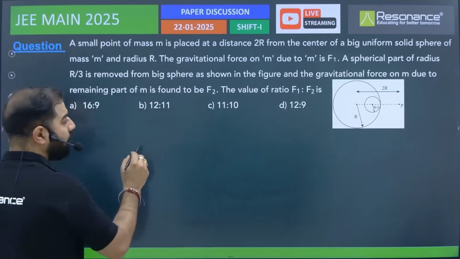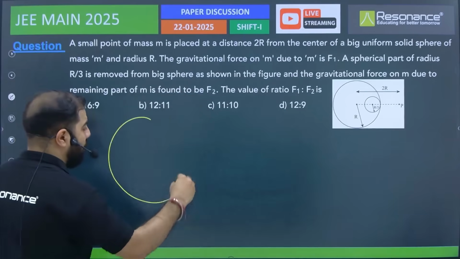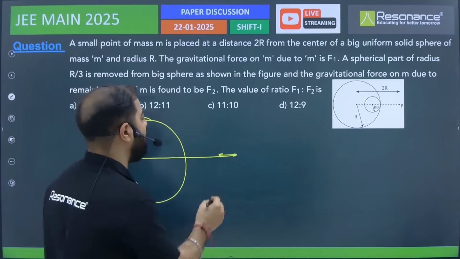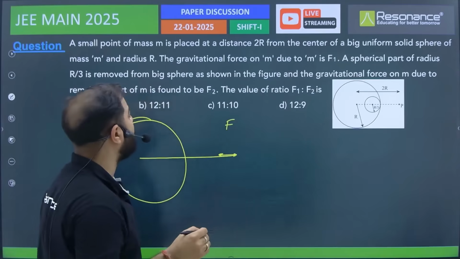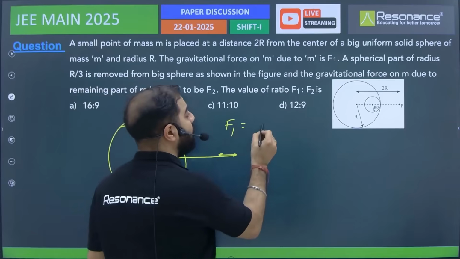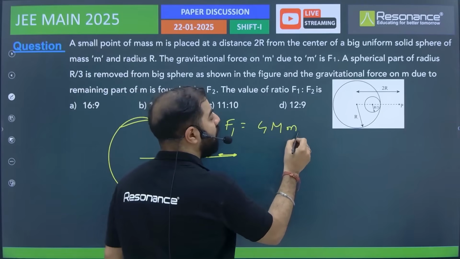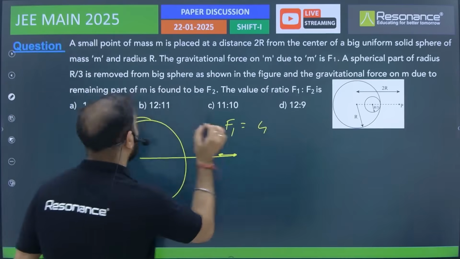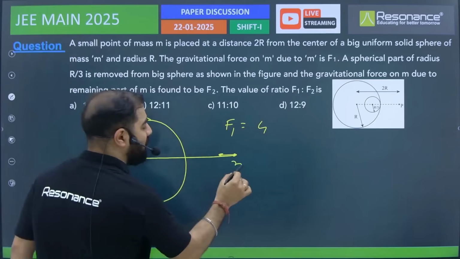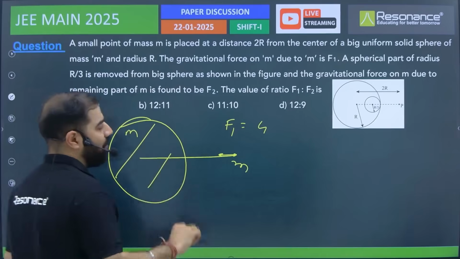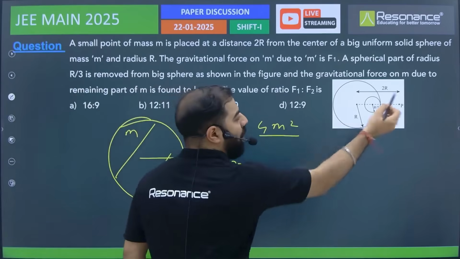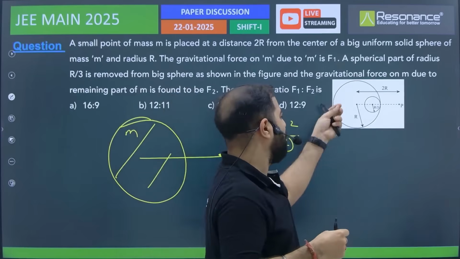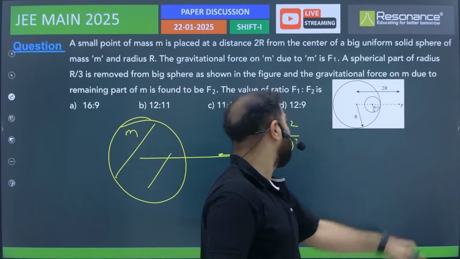So if it's a complete sphere without a cavity, what is the value of force here? F1 is G, M, some M, small m they have given, let me take it the same, since they have taken both the masses. So Gm square by 2r is the distance, so 4r square, that's the formula. Gm into m2 by r square for a solid uniform mass. We can assume that the whole mass is kept at the center, so Gm square by 4r square.